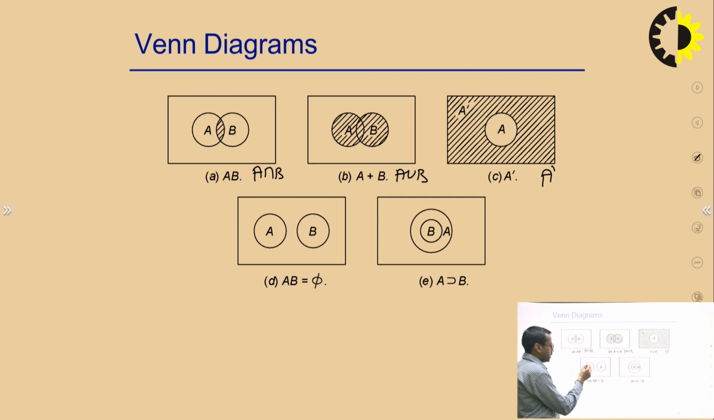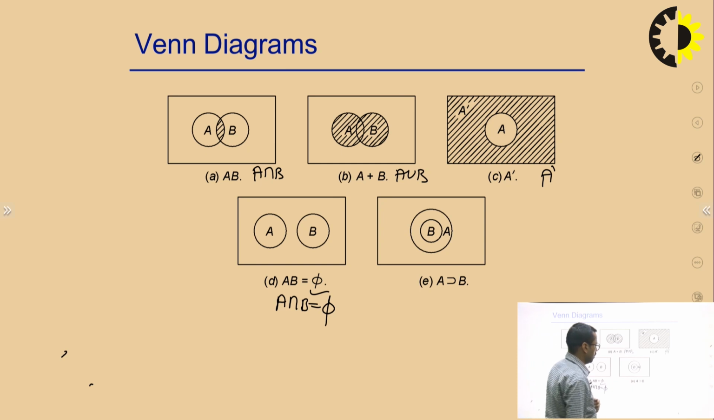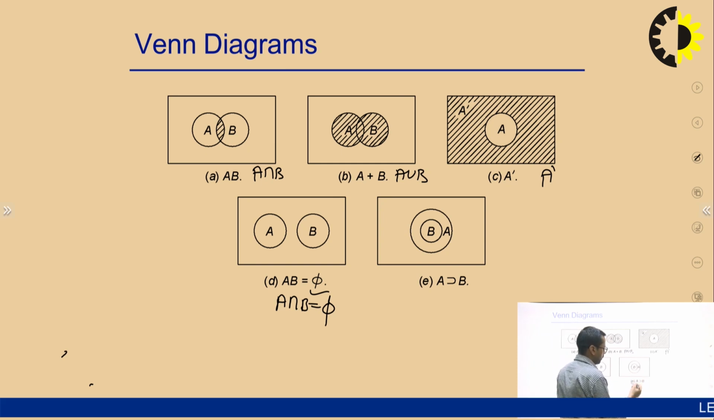If the elements of set A and set B don't have any common elements, then the intersection will be phi, and we will represent it as A intersection B equals phi. If all the elements of B also exist in set A, then we represent it this way.